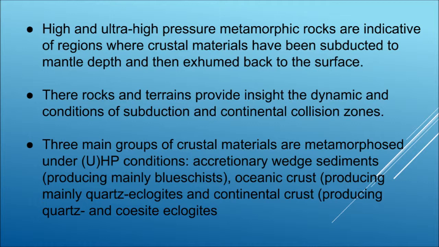Three main groups of crustal materials are metamorphosed under ultra-high pressure conditions. These are accretionary wedge sediments, which produce mainly blueschists, oceanic crust producing mainly quartz eclogites, and continental crust producing quartz and calcite eclogites.